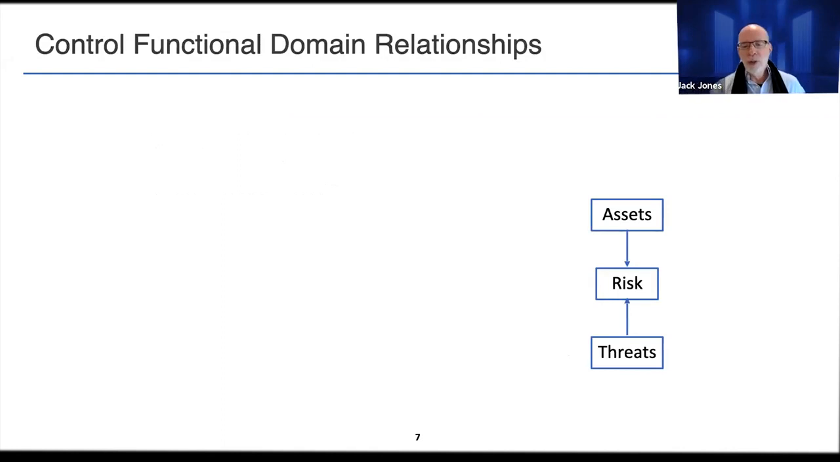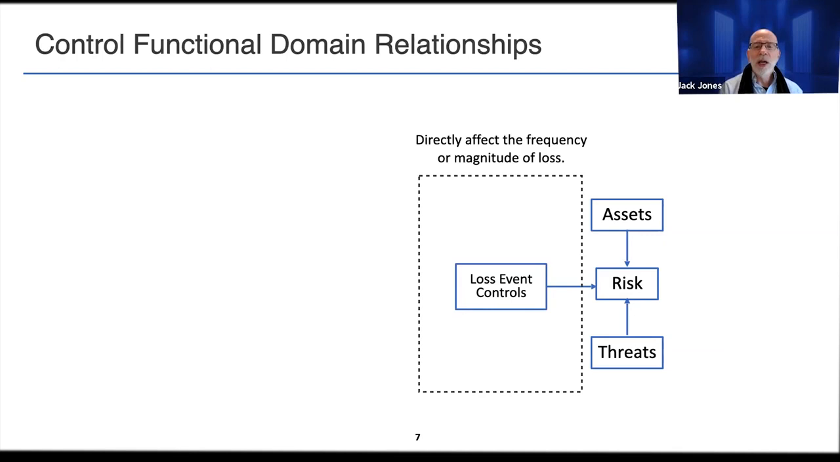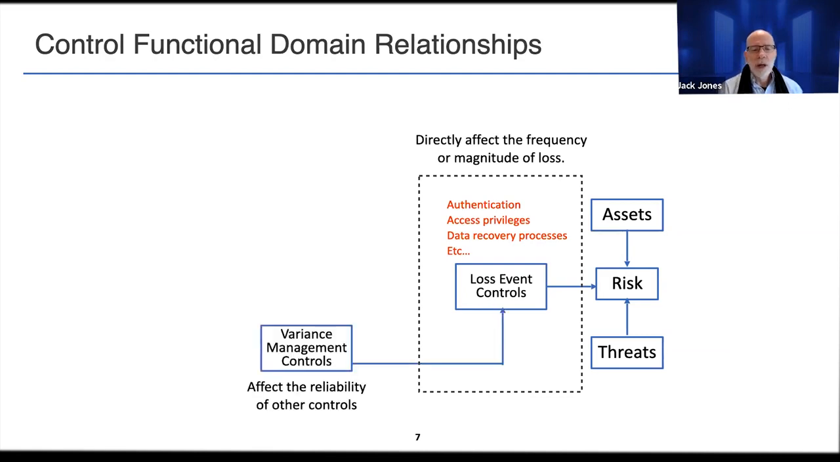A little more explanation. We know that when you combine assets and threats, you get risk, you get the potential for loss. And so we put controls in place. But let's be a little more specific, and let's call these controls, or a subset of the control landscape, loss event controls. And these are the ones that directly affect the frequency or magnitude of loss. And we see some examples here. Then we can add another functional domain, which we call variance management controls, that affect the reliability of other controls. And we see some examples here.